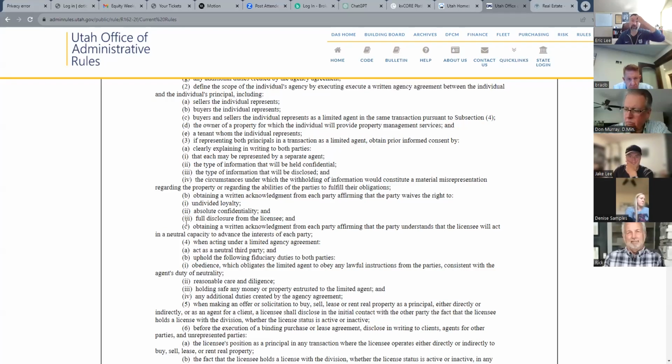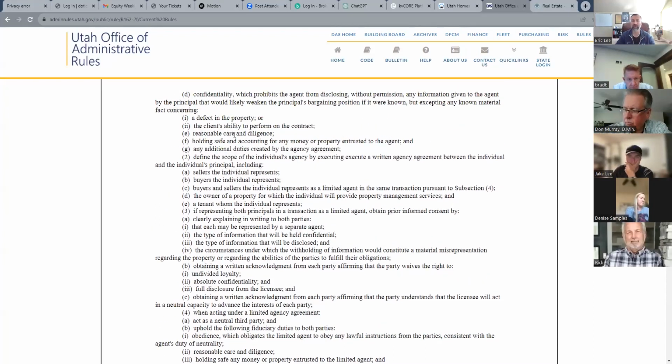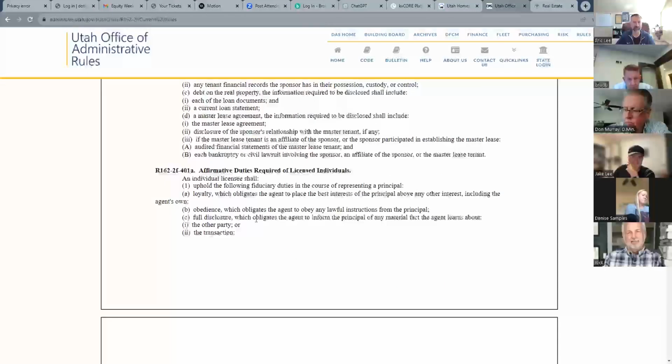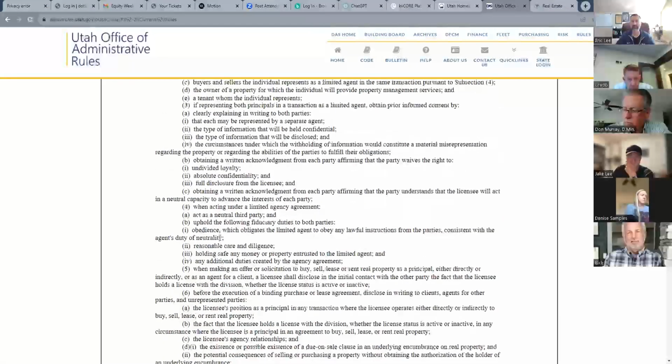And again, if we went up to section 1 and we looked at fiduciary duty, it mentions all, confidentiality and obedience, full disclosure. Obviously, when we're in a limited agency situation, we can't have full disclosure. So this explains that. The circumstances under which withholding of information would constitute a material misrepresentation regarding the property or regarding the abilities of the parties to fulfill their obligations.